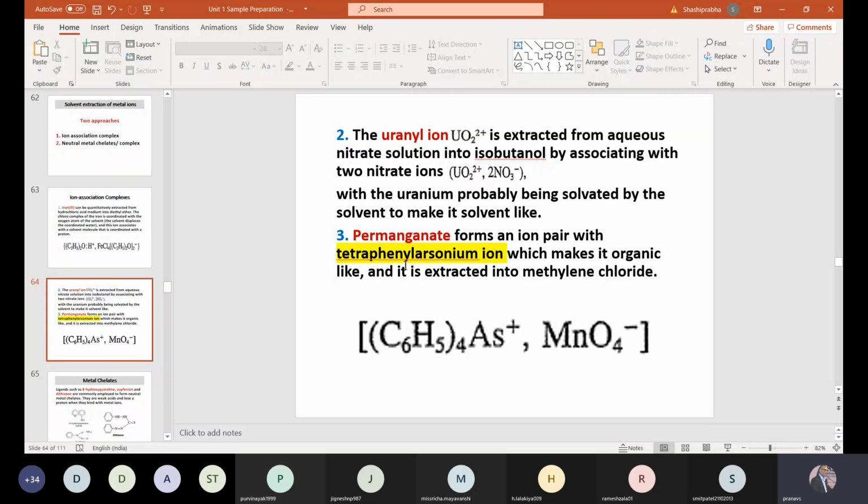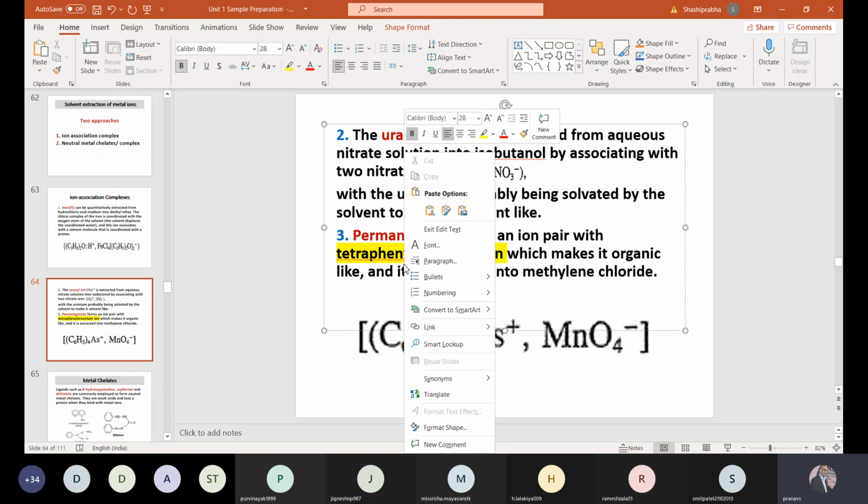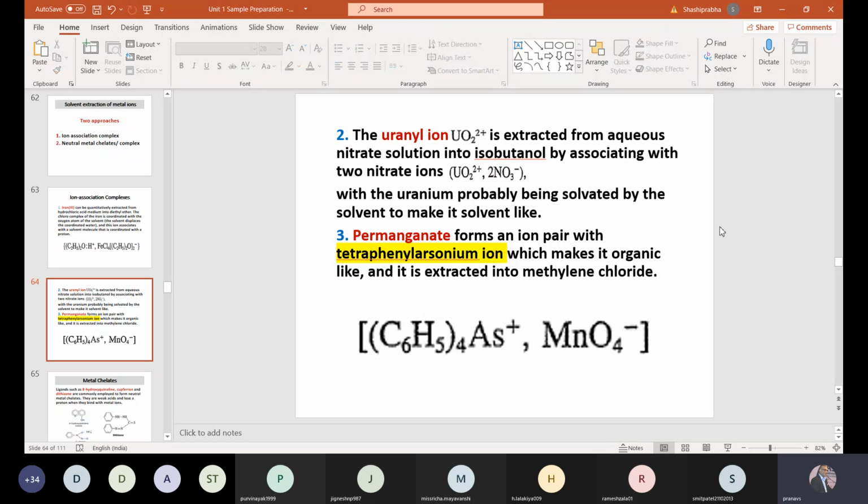So these are some of the classical examples which we read, which we understand as far as ion association complexes are concerned, and this is how one can extract cations from aqueous phase to organic phase.